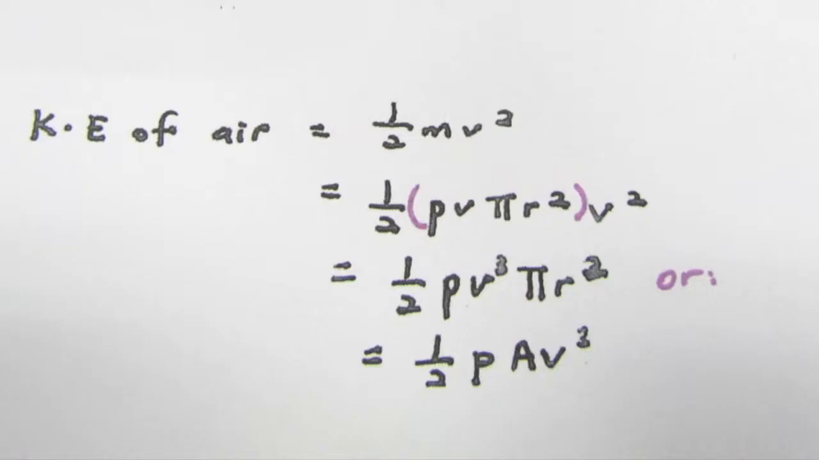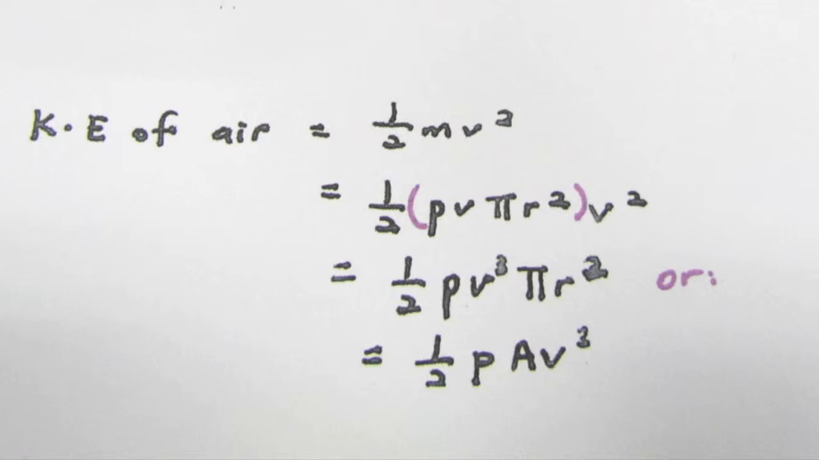So we know that to find the kinetic energy of the air, we need to use the equation half m v squared. So if we substitute m equals rho small v pi r squared into the kinetic energy equation, we find that the kinetic energy equation for air is half rho small v cubed pi r squared.